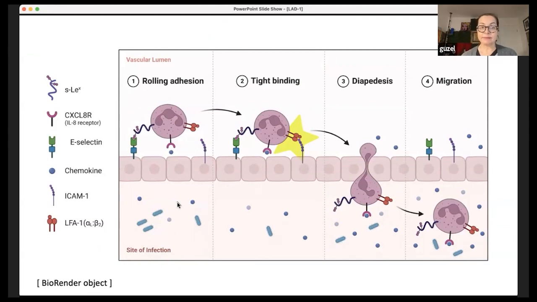What makes this move actually happens in several steps. There is a rolling process where there's a very loose adhesion between the neutrophil and some ligands of the endothelium. There is tight binding, and then there is what's called diapedesis, meaning squeezing of the neutrophil in between the endothelial cells, and then migration of the neutrophil to the tissue.